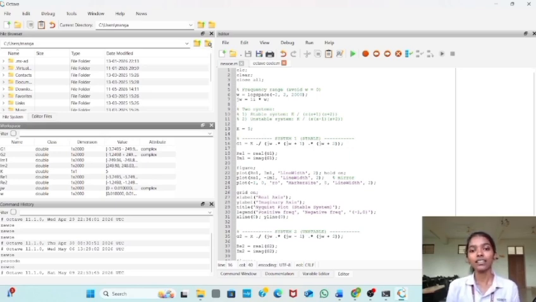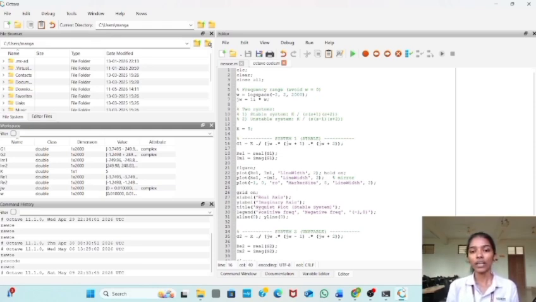Next is clear. This command removes all variables stored in memory. It ensures that old variable values do not affect current execution of the program. Next is close all. This command closes all previously opened figure windows. So whenever we run the program, fresh graphs are generated.